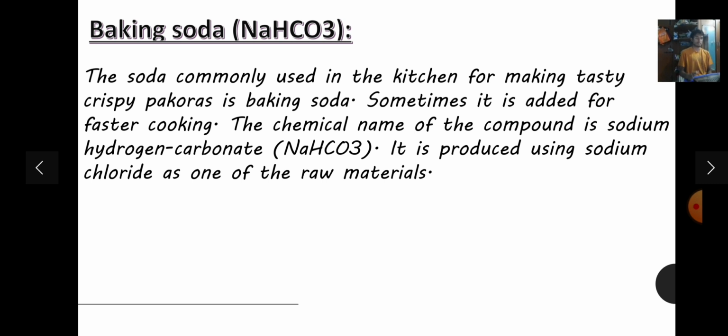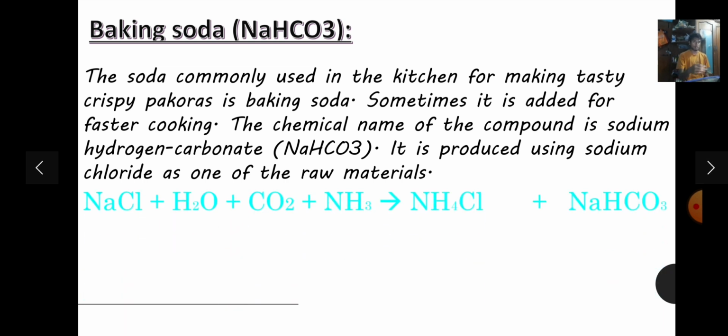It is produced using sodium chloride, the brine solution, as one of the raw materials. This brine solution is reacted with water, carbon dioxide, and ammonia to give us ammonium chloride and your sodium hydrogen carbonate, which is baking soda.